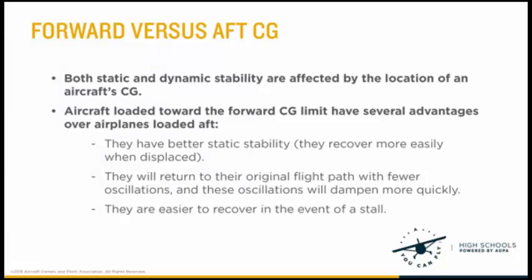Alright, so both static and dynamic stability are affected by the location of the aircraft's center of gravity. During flight testing, when designing an aircraft, much time and effort is spent establishing that design's forward and aft CG limits. For most certified civil airplanes, it is critical that the plane remain both statically and dynamically stable throughout the allowable CG range. Aircraft loaded toward the forward CG limit will exhibit greater stability than those loaded aft. This is due largely to the amount of downward force applied by the horizontal stabilizer to maintain level flight.